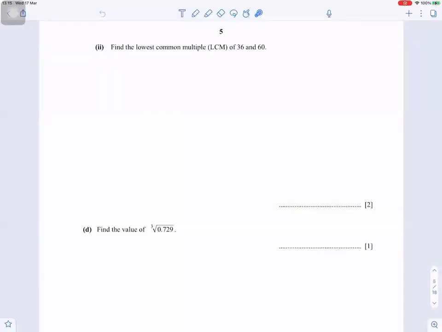Here is part 2 and D. Press pause and have a go. And when you're ready, you come back to check your answers.